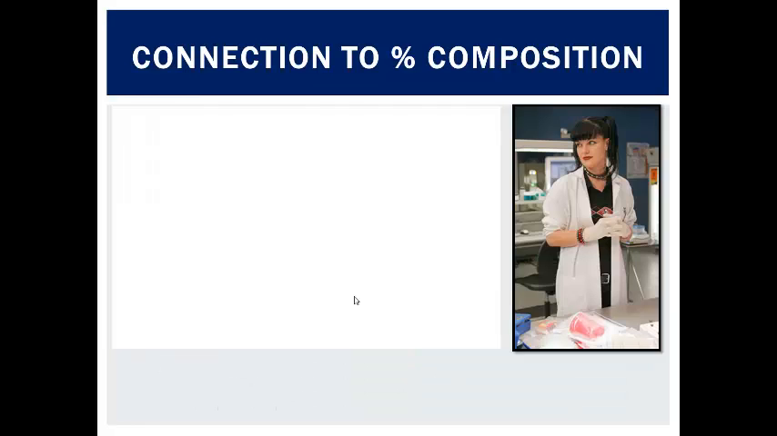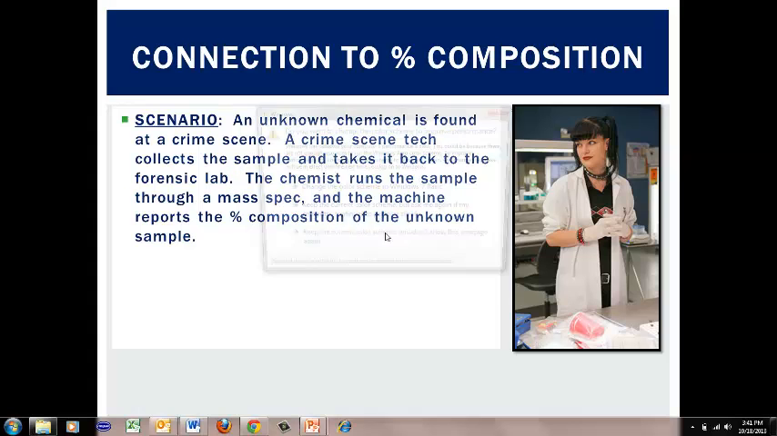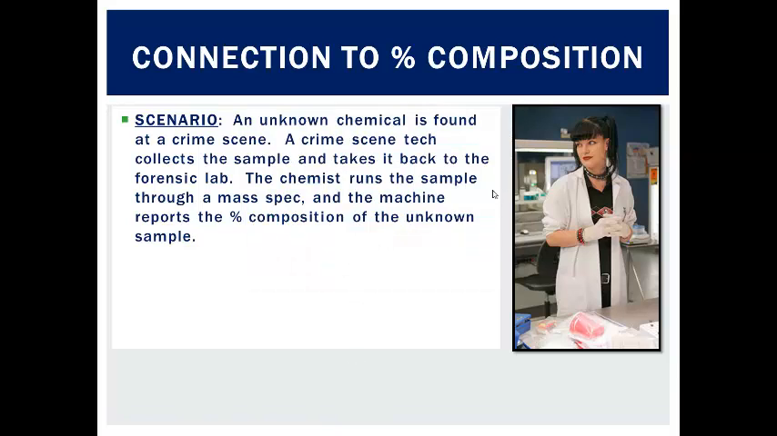All right, so what does this have to do with what we're doing in class? Well, one of my favorite shows is NCIS. Here's Abby. I think she's cool. So here's a scenario. Let's say an unknown chemical is found at a crime scene. Crime scene tech collects the sample, takes it back to the lab, and a chemist like Abby takes that sample and runs it through a machine called a mass spec. It's called a mass spectrometer, actually.